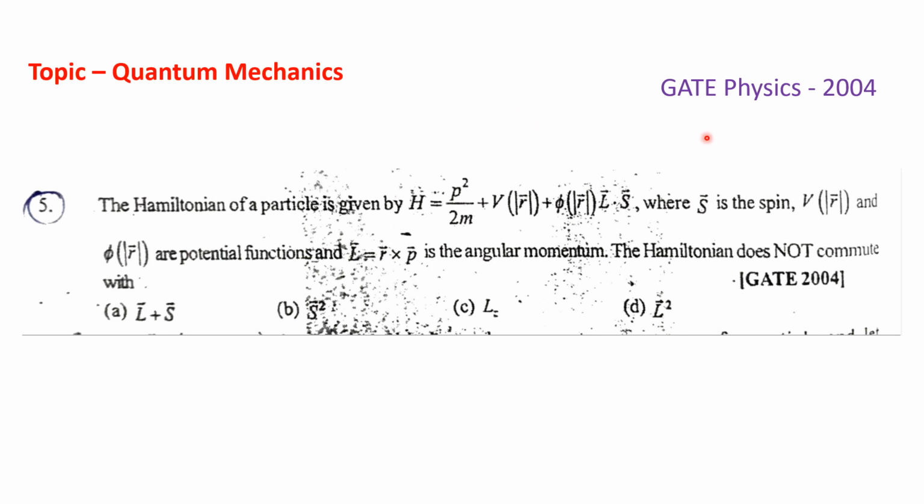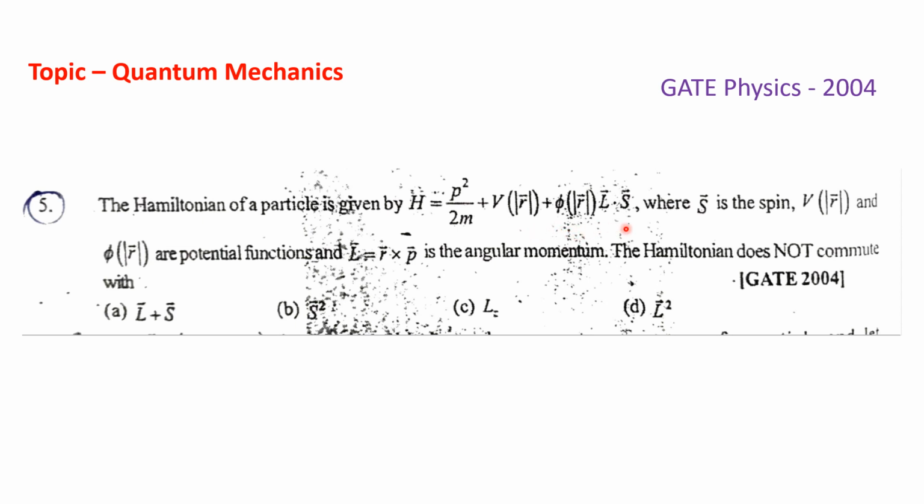This question was asked in the GATE physics paper 2004. This is an MCQ type question and the topic of the question is quantum mechanics. The question is, the Hamiltonian of a particle is given by H equals p square by 2m plus a potential term, that is V as a function of mod r, plus phi as a function of mod r times L dot s.